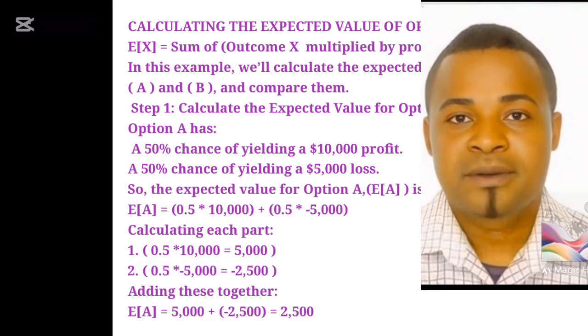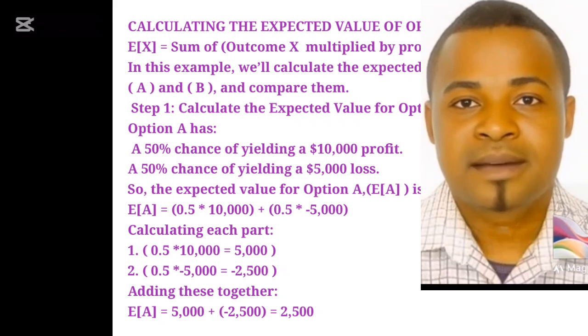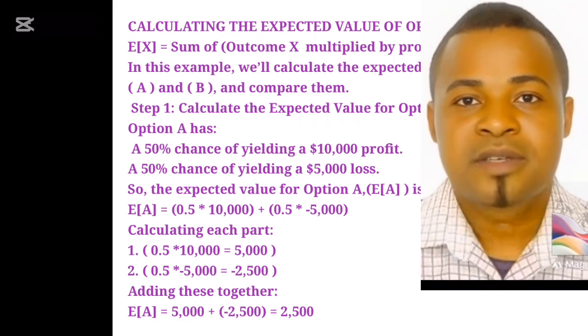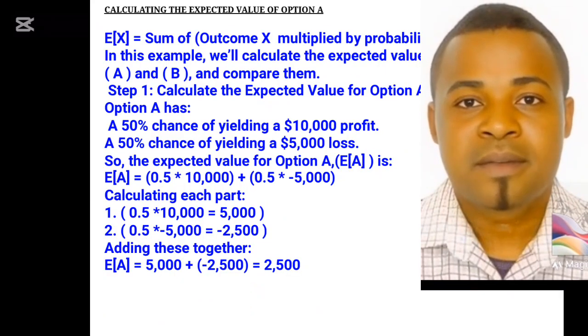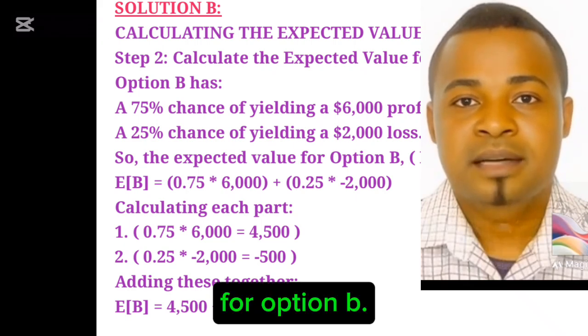Now, by adding up the two parts, again here it must be noted that we will end up subtracting $2,500 from $5,000. Therefore, the final profit, or net profit, for option A is $2,500. Therefore, we can now conclude that the expected value of option A is $2,500. Okay, now let's move on and do the calculation for option B.